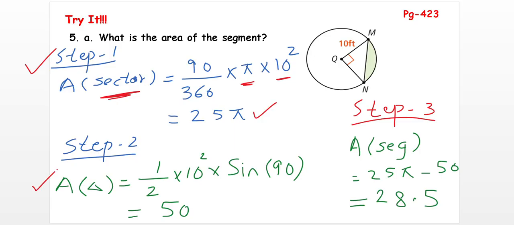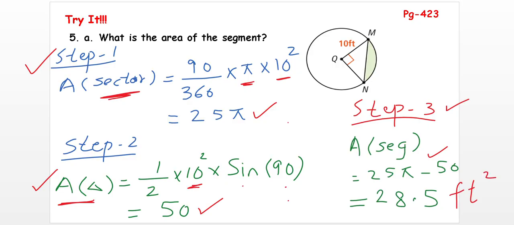In step 2, you will find the area of the triangle. What is the formula? It's half times radius squared times sine 90 degrees, that will be 10 squared, and finally the answer is 50. In step 3, to find the area of the segment, the shaded part, you will subtract both these answers. So it will become 25 pi minus 50. The final answer is 28.5 feet squared, right?